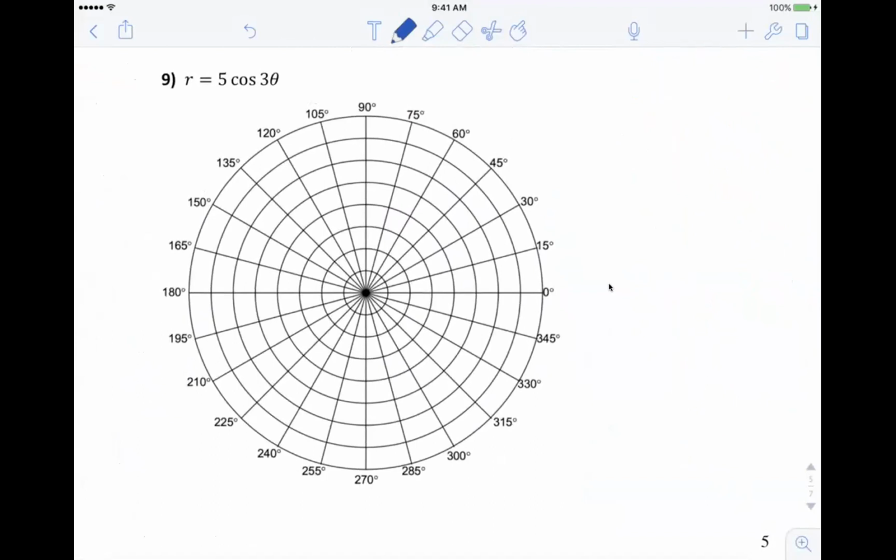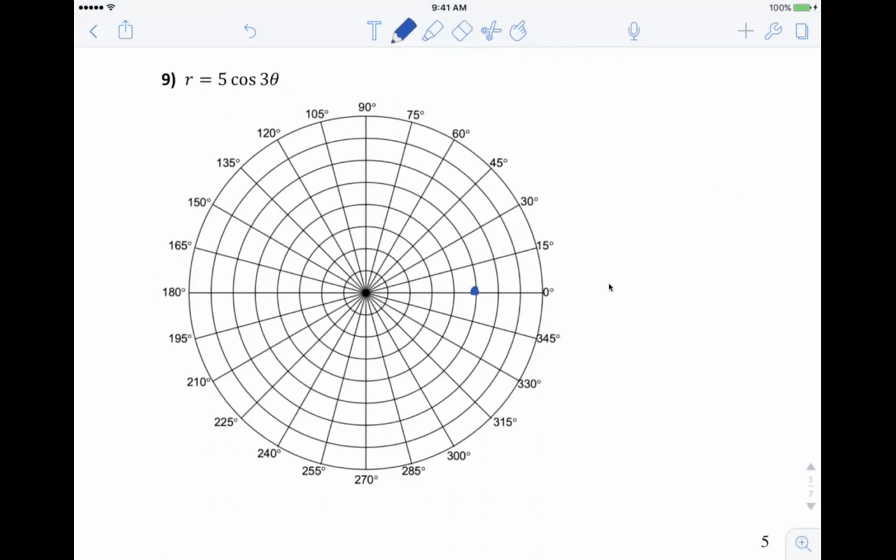If you think about just putting in some thetas, like if you put in 0 degrees, that would be 5 cosine of 0, and just plug that into your calculator. In degree mode, you'll see that you get 5. So when theta is 0, r is 5. So I already got a point right there. Is that 5 out? 1, 2, 3, yeah, 5. Okay.